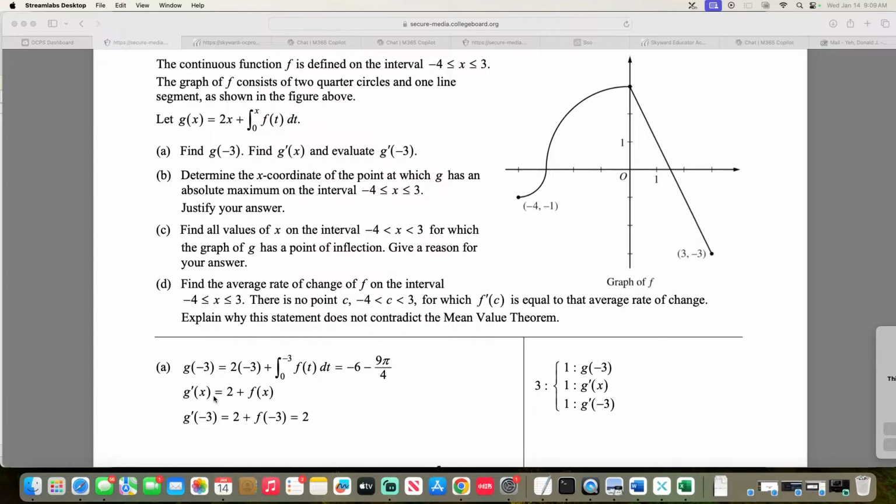Then here's the hard part. F of x equal to -2 is somewhere around right here. But where are they, right? Which x value does that belong to?